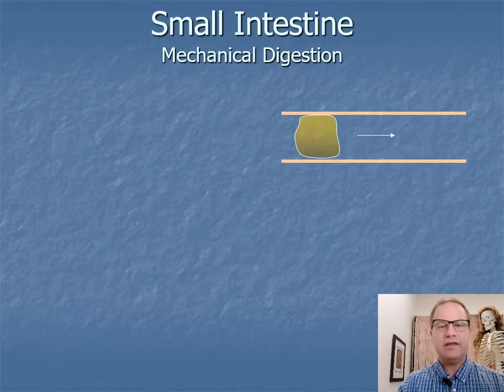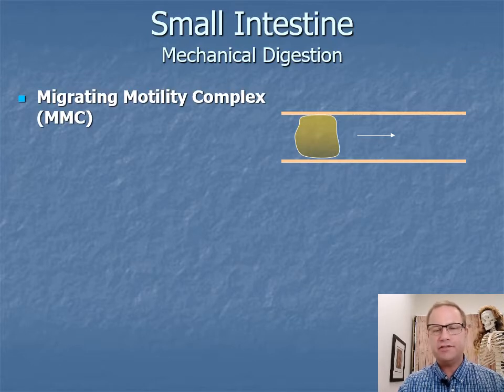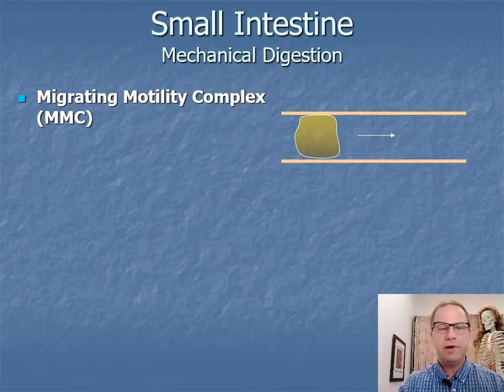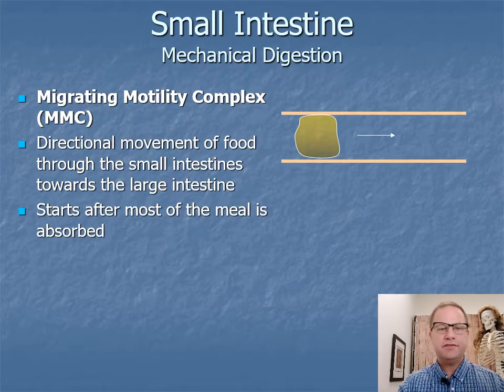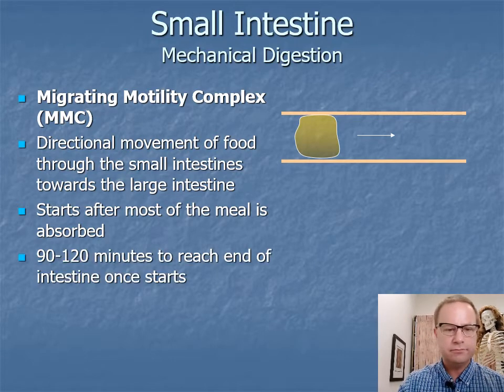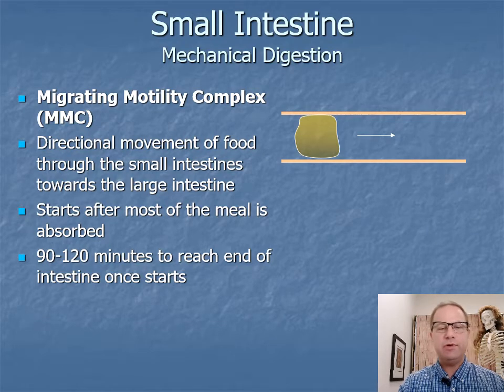Okay, after a while, we're then going to move that food in a particular direction. So the first part here is something called a migrating motility complex. So here we have smooth muscle contraction behind the food and relaxation in front of it. This starts after most of the meal is already absorbed, and now we need to move it to the large intestine so that we get rid of all the waste material. It usually takes somewhere between 90 to 120 minutes to reach the end of the small intestines once it starts at the beginning of the small intestines.